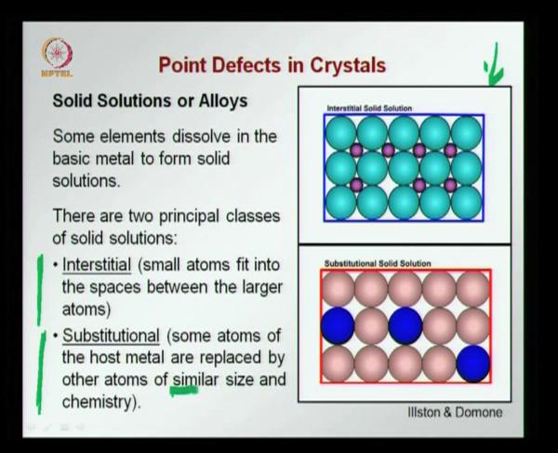Now it has to be of a similar size and chemistry, otherwise they will not fit in very easily in the lattice. Sometimes you can have atoms of different size and chemistry and they have to be forced in, and the lattice is distorted. We will look at that kind of effect in a minute.